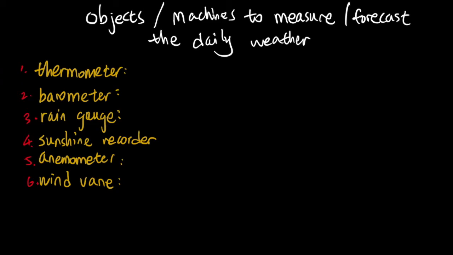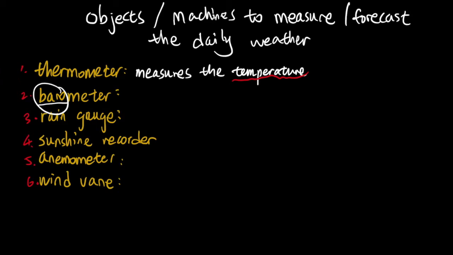So let's define the first, which is I think the most common one, thermometer. It is the thing to measure the temperature. Alright, so now barometer, you might not have heard of it, but once you see this prefix, it means air pressure. So it is used to measure the pressure, high or low, in the air.